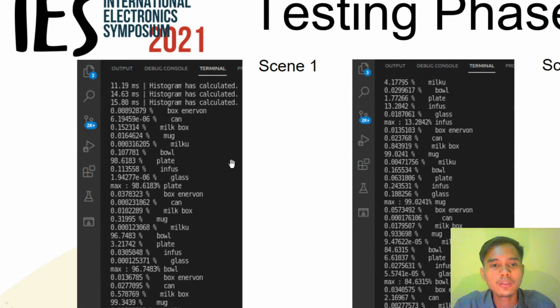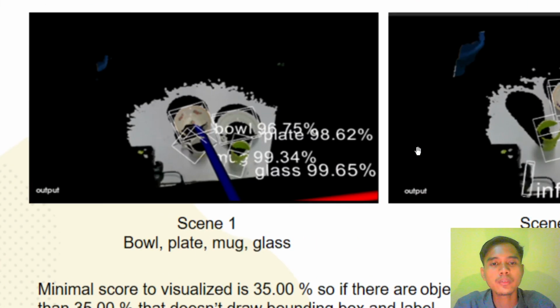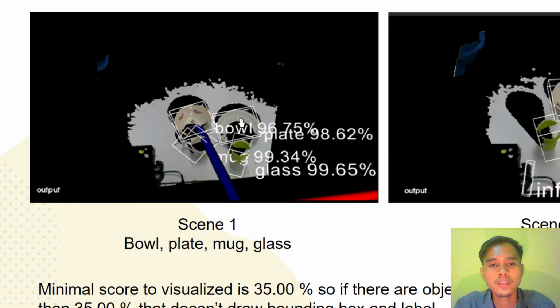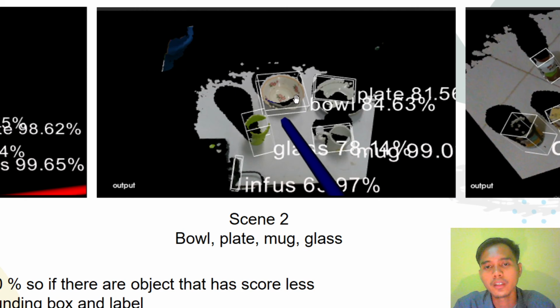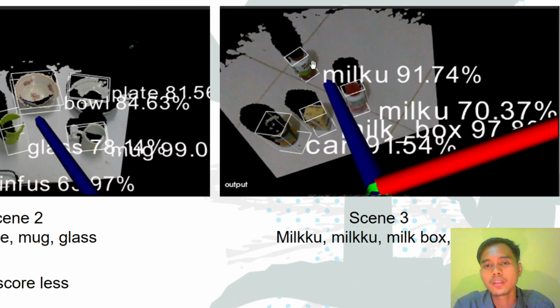For every output node of the ANN, we want to find the max score, and here is the first object in scene 1 that is correctly recognized as plate with a score of 98%. To see more, here is the visualization. In scene 1, we correctly recognize bowl, plate, mug, and glass. And in scene 2, we also correctly recognize bowl, plate, mug, and glass, but there is a noise here recognized as an item. And in scene 3, it correctly recognized milk bottle, milk box, and can.